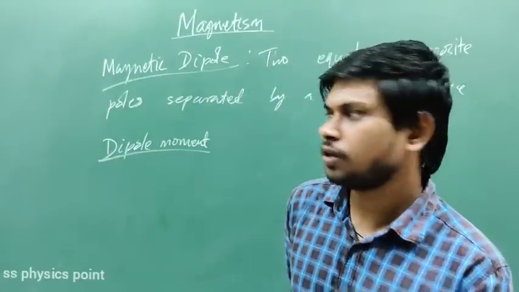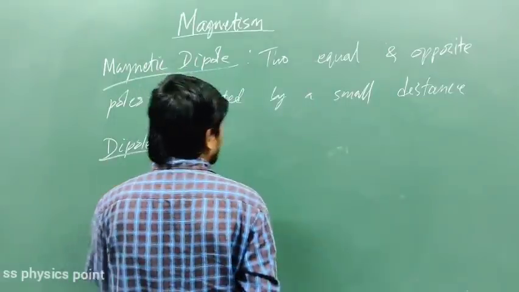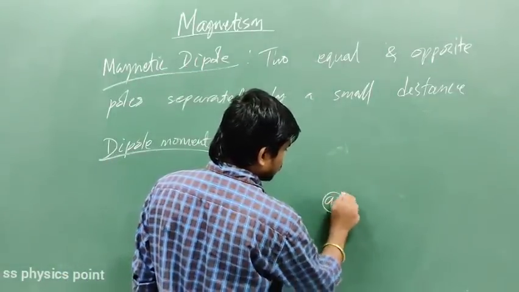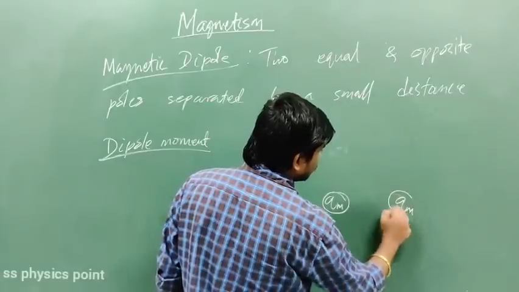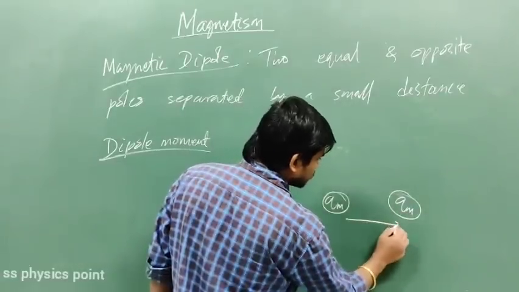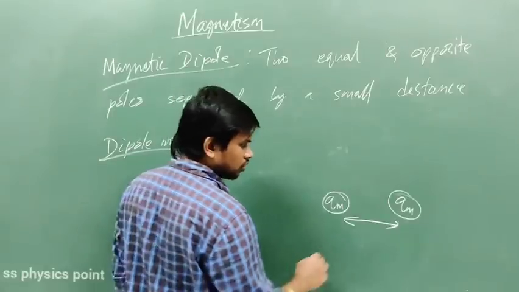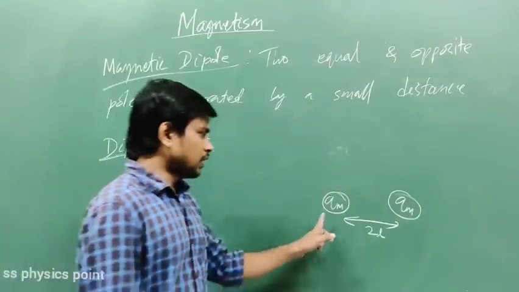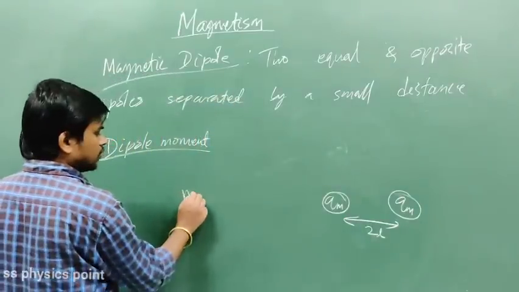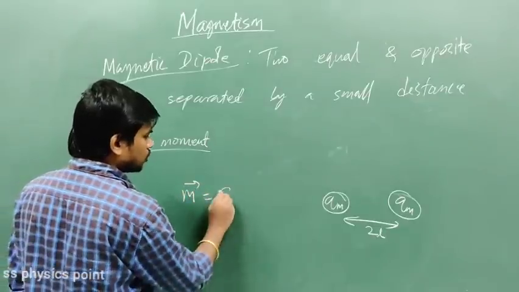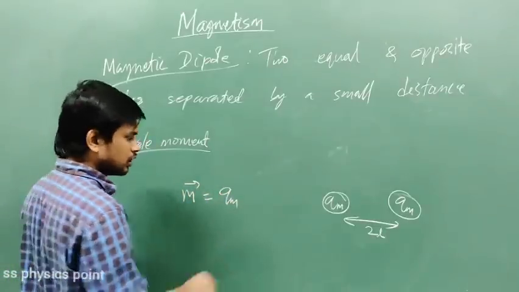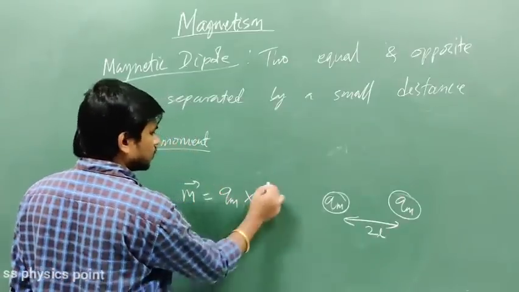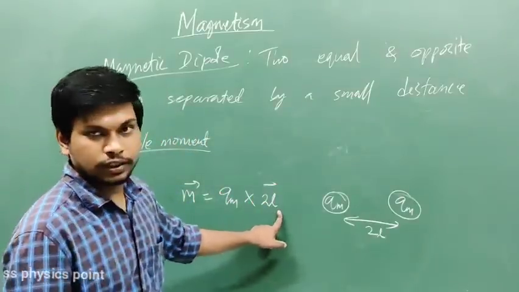Here also the same thing, magnetic dipole moment. Suppose the pole strength is qm, and this is also qm. Their separation is, suppose, 2L. Then the dipole moment is defined as the product of either pole strength and the separation between them. This is a vector quantity, as 2L is a vector.